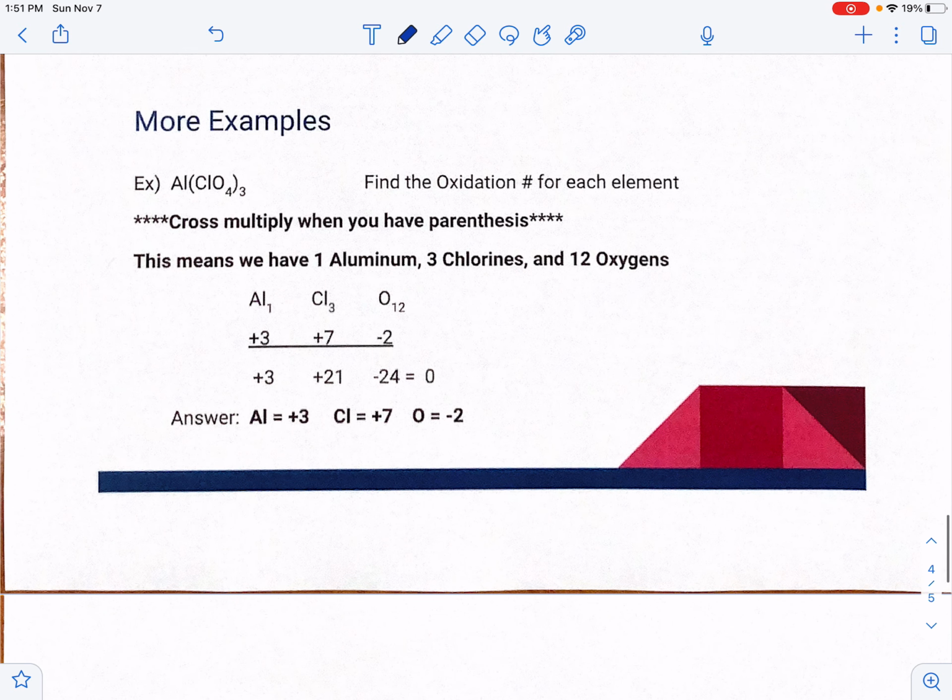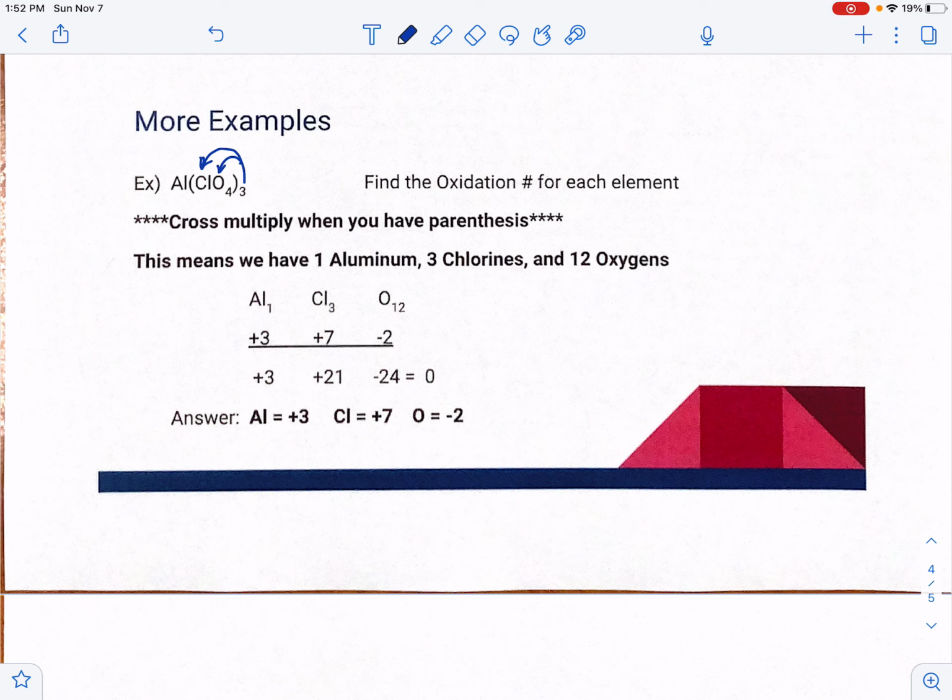This one is already kind of completed, but I'm going to show you step by step. Again, if you need to go back to the notes to look at each step, I'm going to try to explain it as we go. When you have something like aluminum perchlorate with parentheses, this is where you have to be careful. When you have parentheses, you have to multiply whatever the number is on the outside. You would take this 3 and multiply it by the 1 chlorine, and then take that 3 and multiply it by the 4 oxygens.